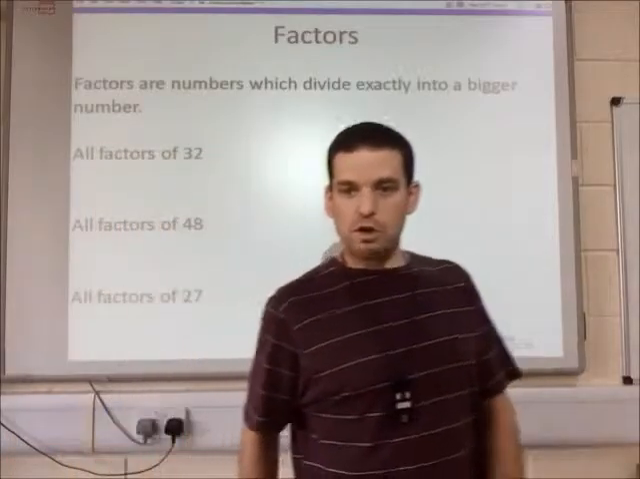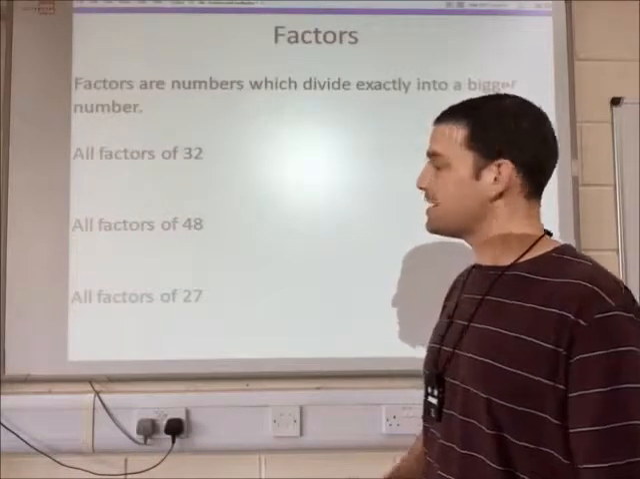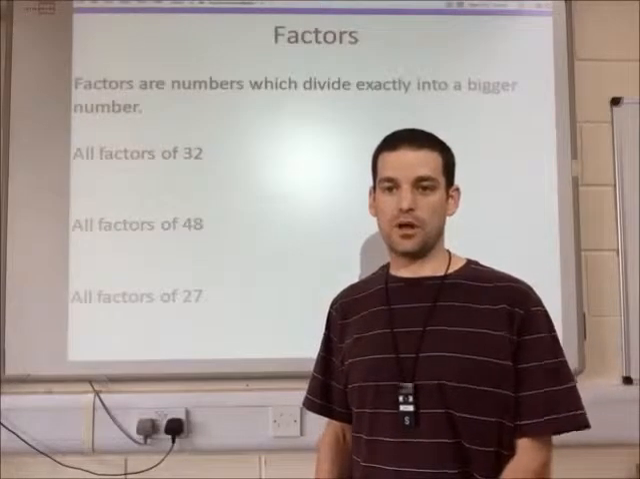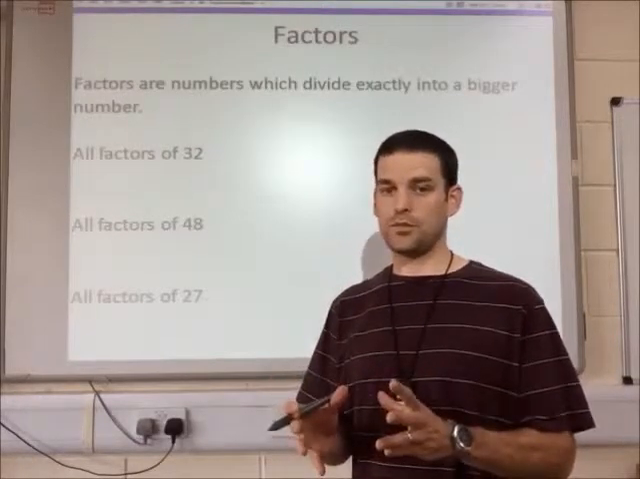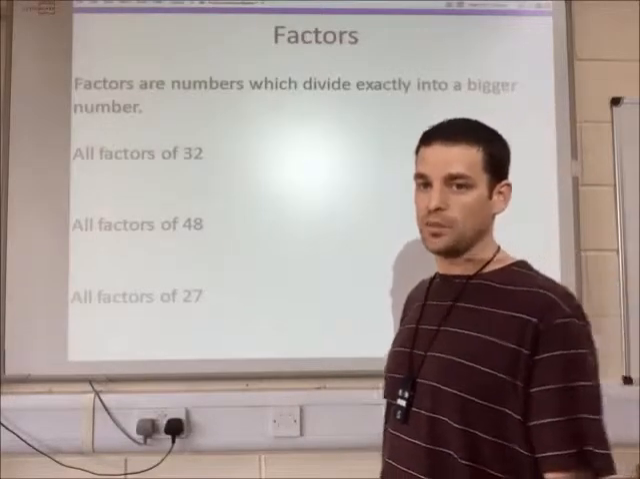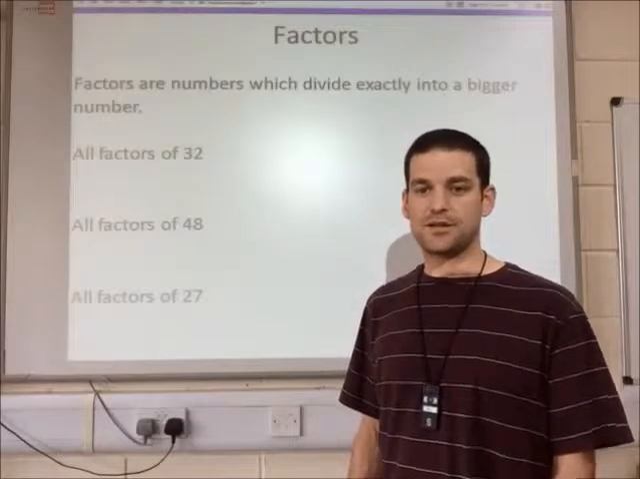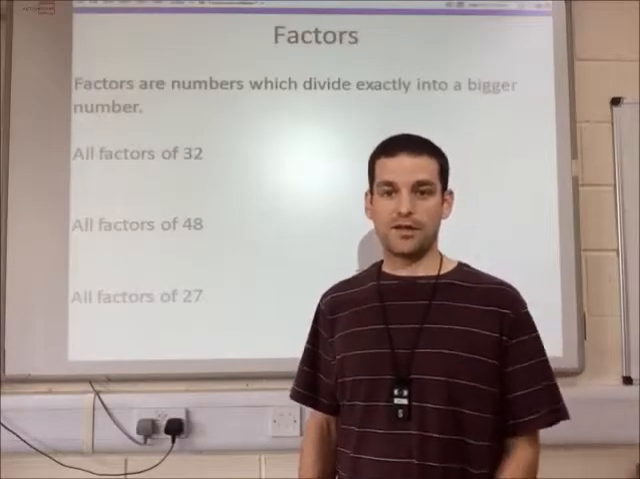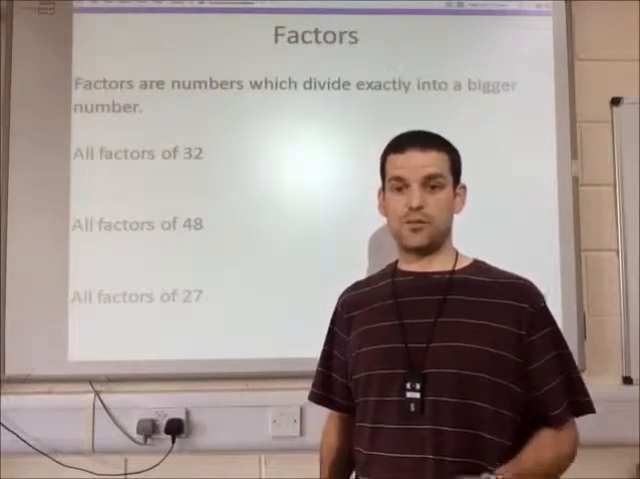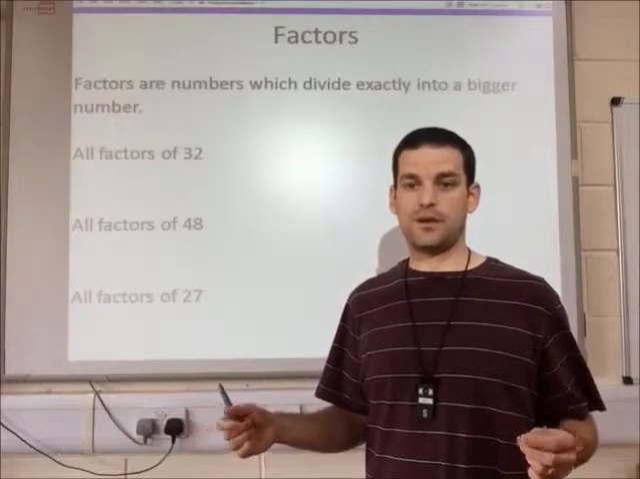Okay, so first we're going to look at factors, and factors are numbers which divide exactly into a bigger number. So factors are the smaller numbers that divide into a bigger number. The first question is we want to write down all the factors of 32, and I think the best way to do this is to do them in pairs. So each time we're going to write down a smaller and a bigger factor.